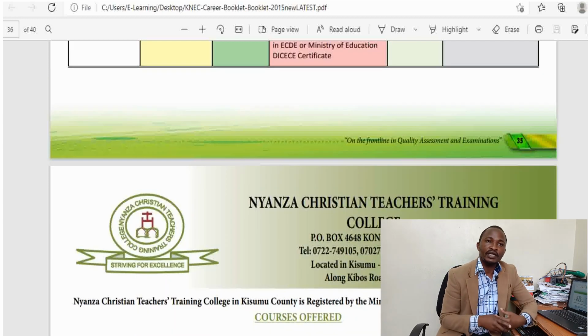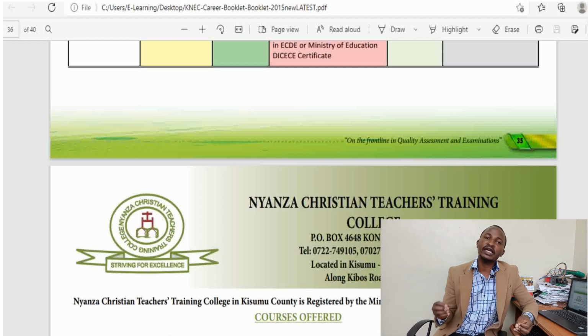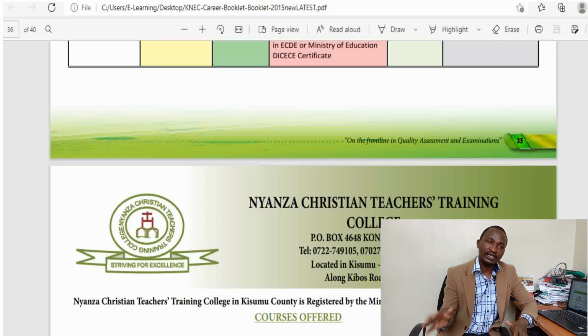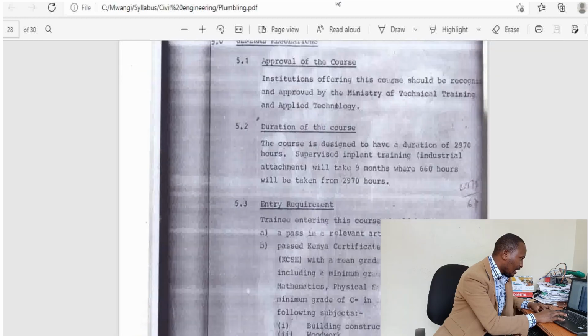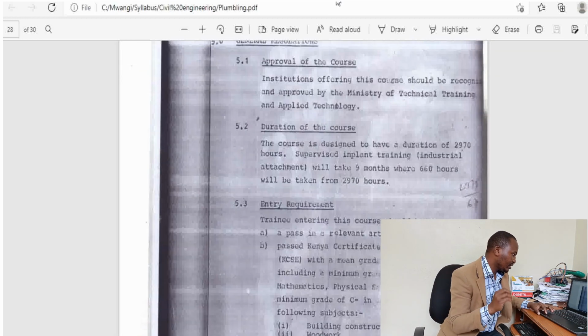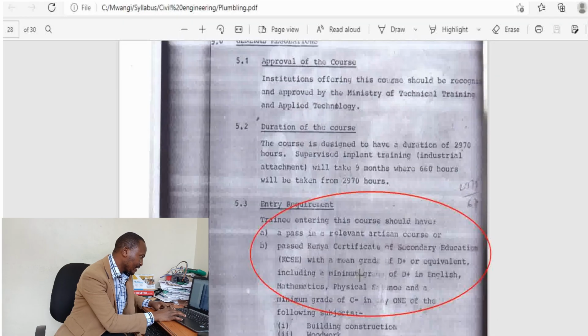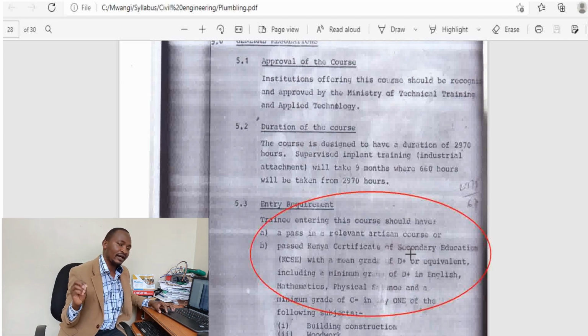Now that is the Kenya National Examination Council Career Handbook. We can also check the syllabus, which is designed by KICD, or Kenya Institute of Curriculum Development, and we see how you can transit from one level to the next. For example, if you have an artisan, where will that artisan take you? After finishing the artisan course in plumbing, you have an option you can join, that is the certificate in plumbing. The entry requirement is a pass in the relevant artisan course. At least if you have a pass in artisan in plumbing, you'll be eligible to join the certificate course in plumbing.